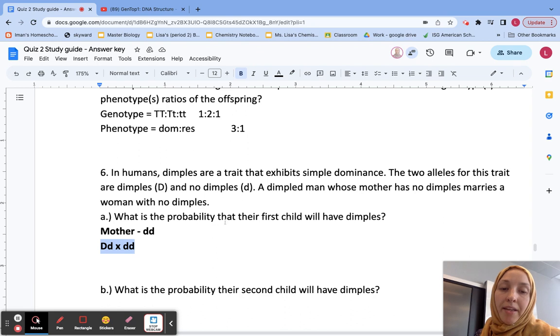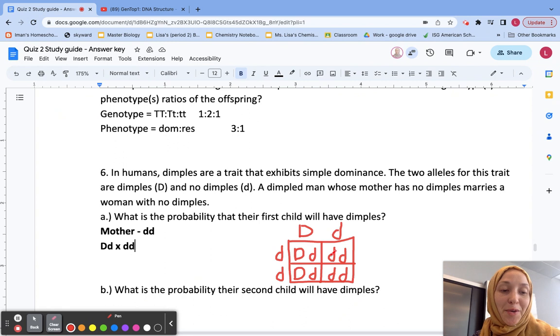What is the probability that their first child will have dimples? So now I'm going to make my Punnett square. Go ahead, try and compare it to mine. Your Punnett square should look something like this. If your parents are switched, it's okay. But what is the probability that their first child will have dimples? Dimples is my dominant allele, so which ones will display dimples? 2 out of 4, or 50%.